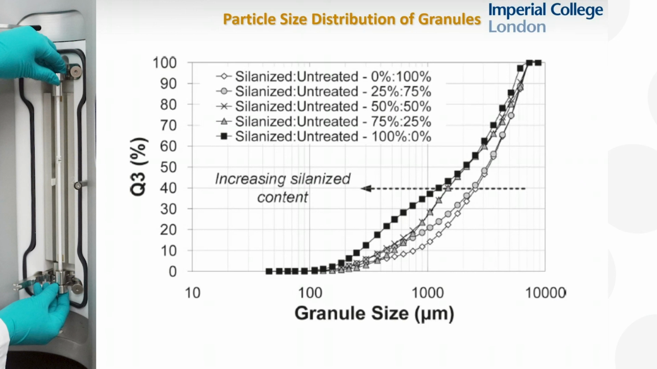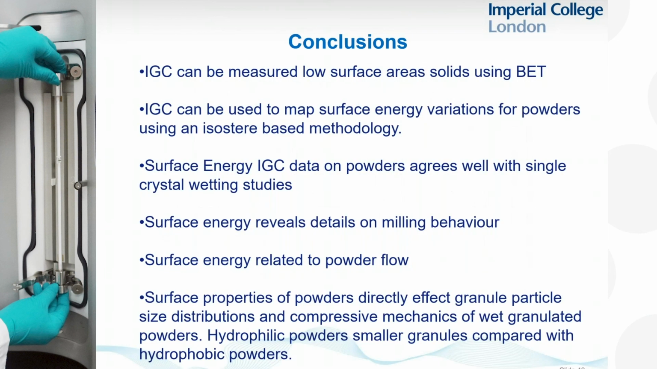So I think my time is up. Time for me to conclude. So what I've shown you today is that IGC can be used to measure the surface energy of solids, particularly low surface areas. We can map the surface energy of materials using IGC, and this data agrees well with wettability data, which often is difficult to obtain. The surface energy tells us about the heterogeneity of surfaces, which can be created during milling, and it also turns out this surface energy relates to powder flow.